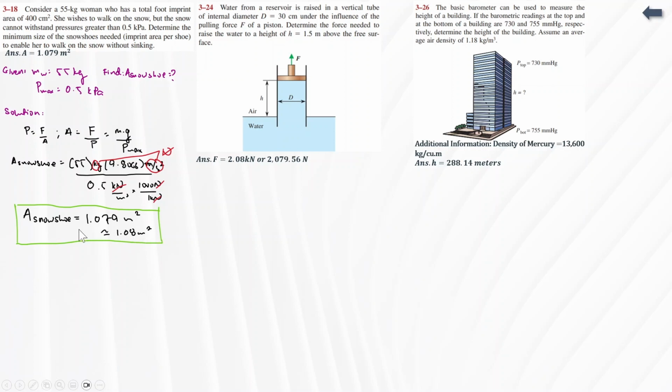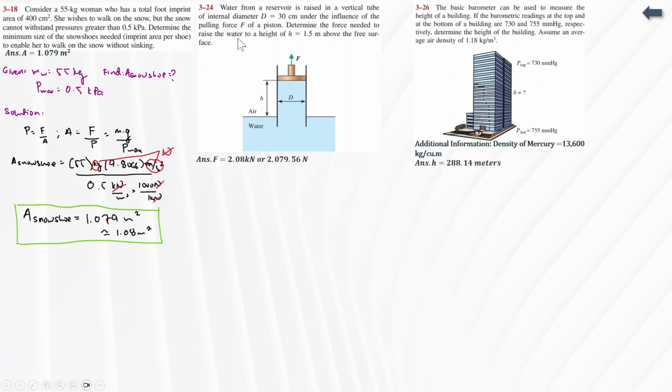And if you ask me, that's a big figure. It's too much actually for one foot, for the total area, the minimum size of the snowshoes needed. So it only means that's the minimum area needed so that she can walk on snow without sinking. However, that's got to be physically impossible, so some level of snow sinking should be acceptable. Okay. So how about this one?